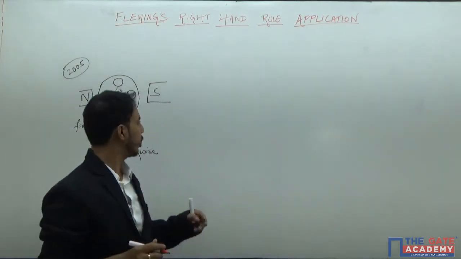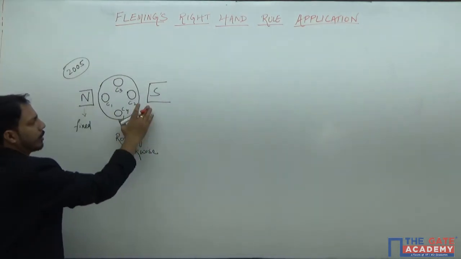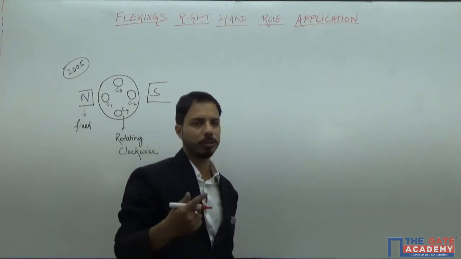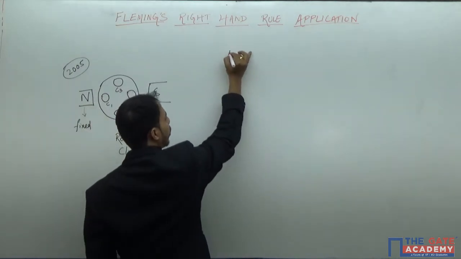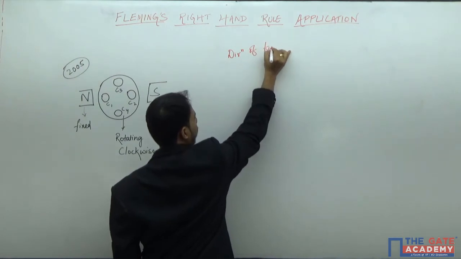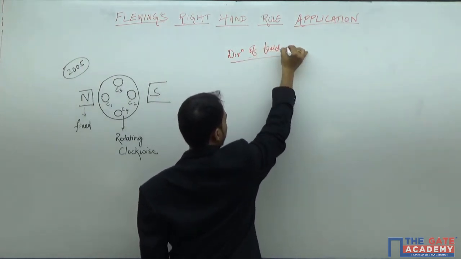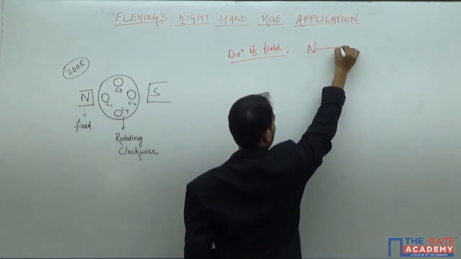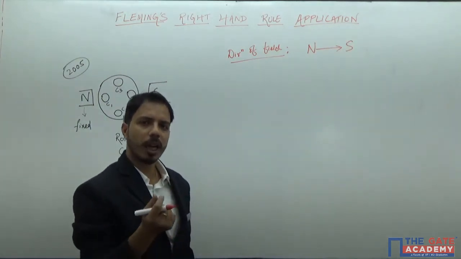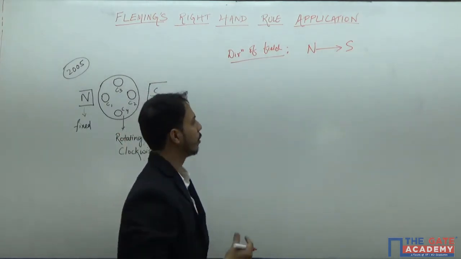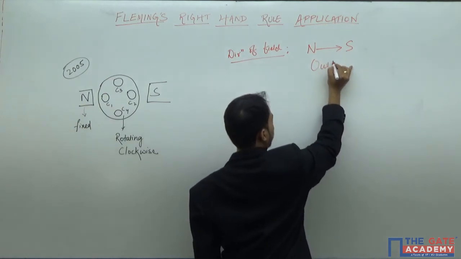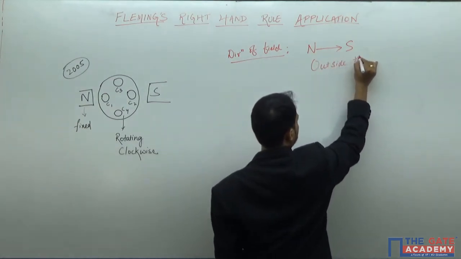You see here in this particular case, I have a North Pole and a South Pole. In which direction will I take the field? From south to north or north to south? Always we have to remember that the direction of the field will be from north towards south, but outside the iron bar.